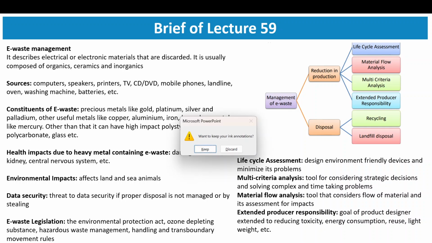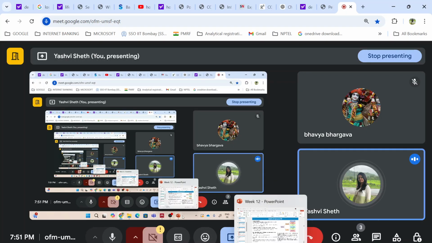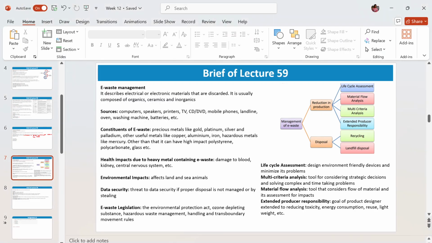Now, this was about biomedical waste and its handling. So, is it clear so far to you all?